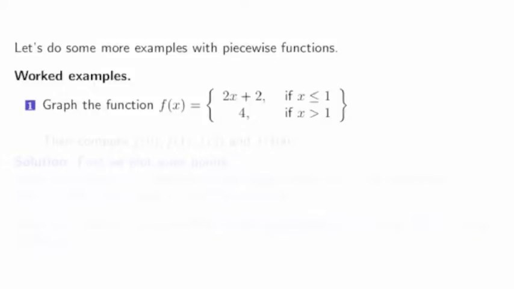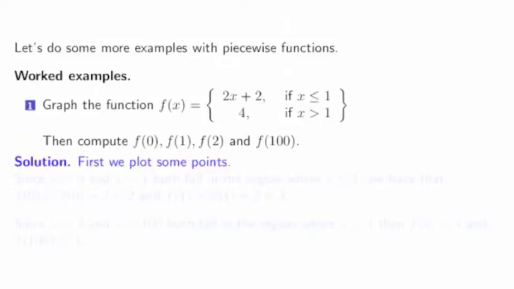Let's do several more examples. Here we have the function where the output is 2x plus 2 if the input is less than or equal to 1, and the output is just a constant 4 if x is greater than 1. We're told to compute f of 0, f of 1, f of 2, and f of 100. So let's plot some points.